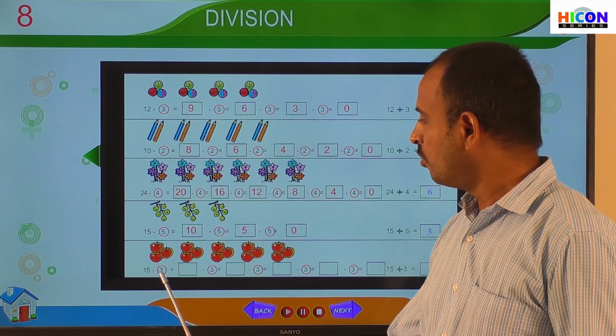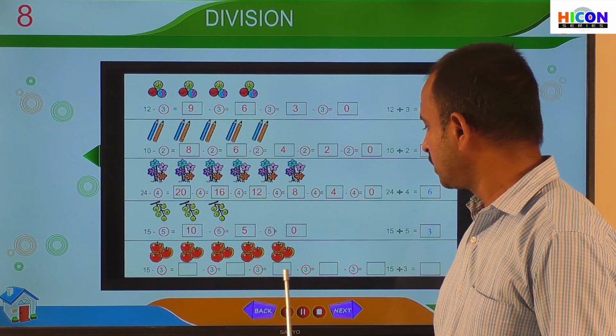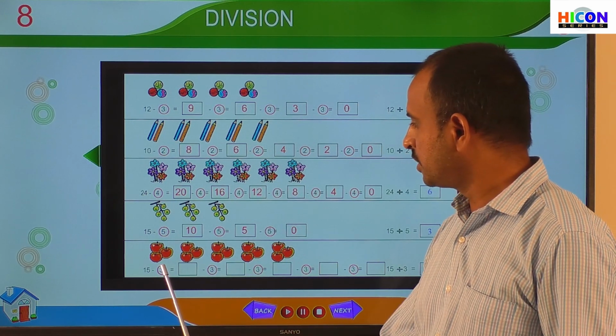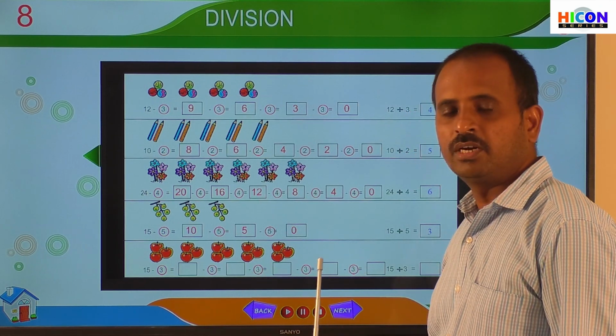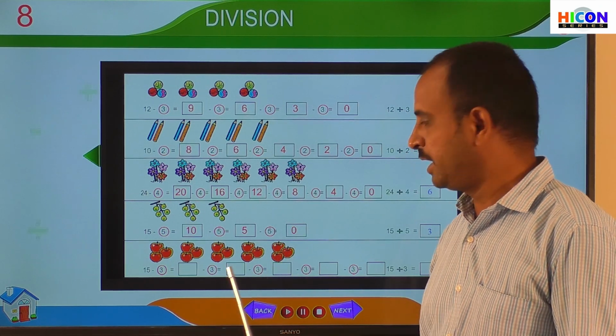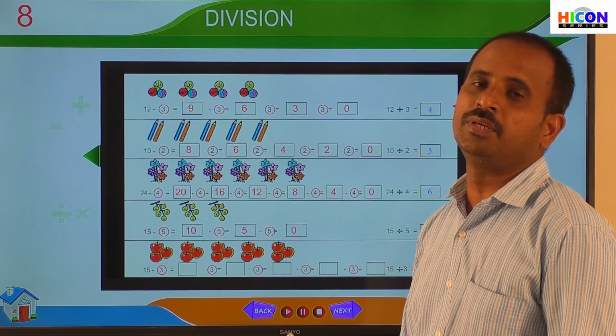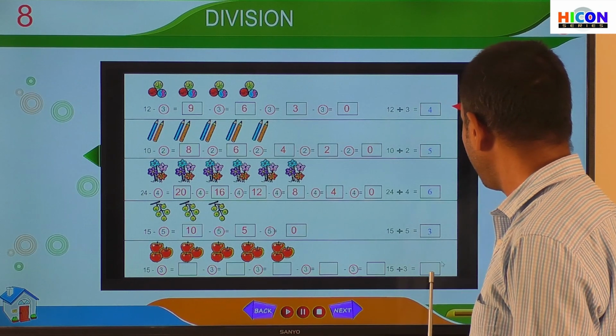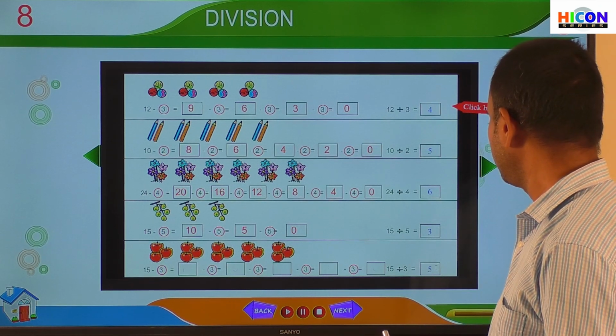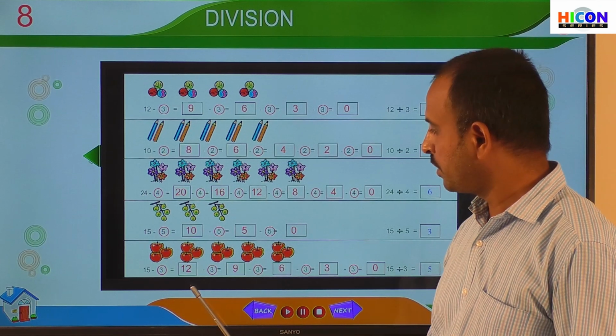So look at the picture. How many times have you subtracted 3 to get 0? This is 1, 2, 3, 4, 5. That means we have to subtract the number 3 five times repeatedly to get 0. So the answer is 5. So write 5 here.